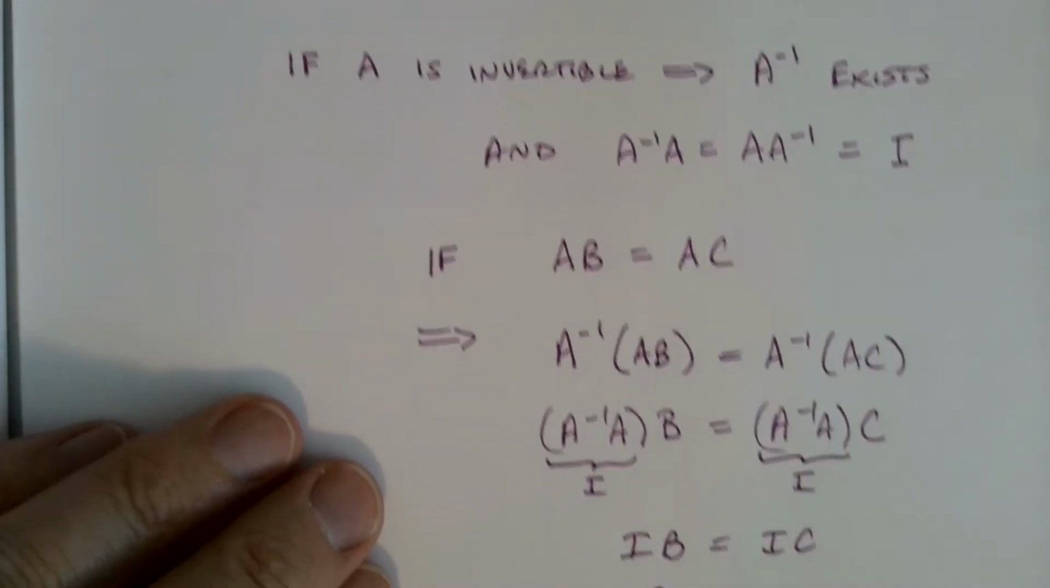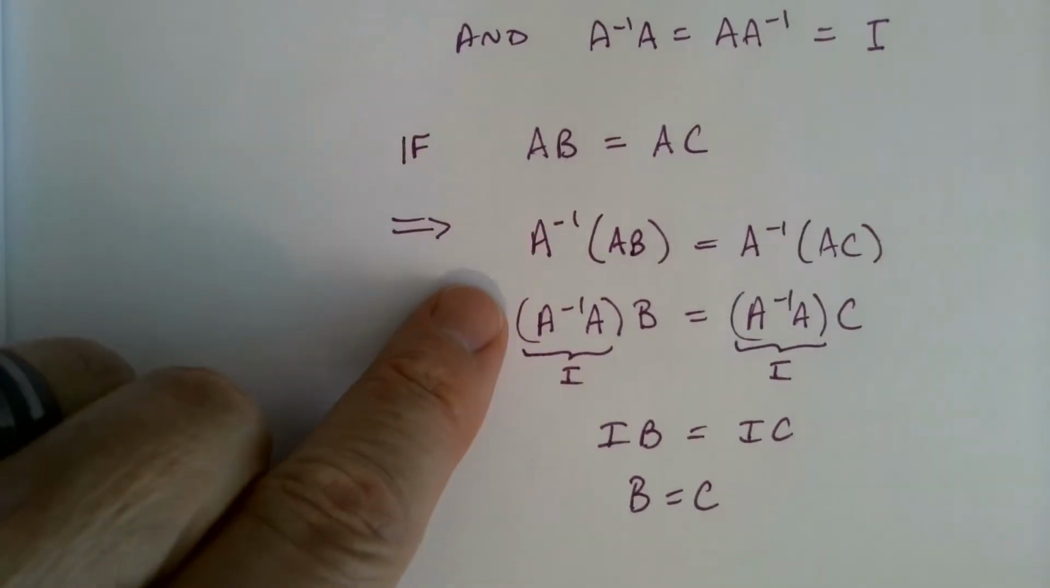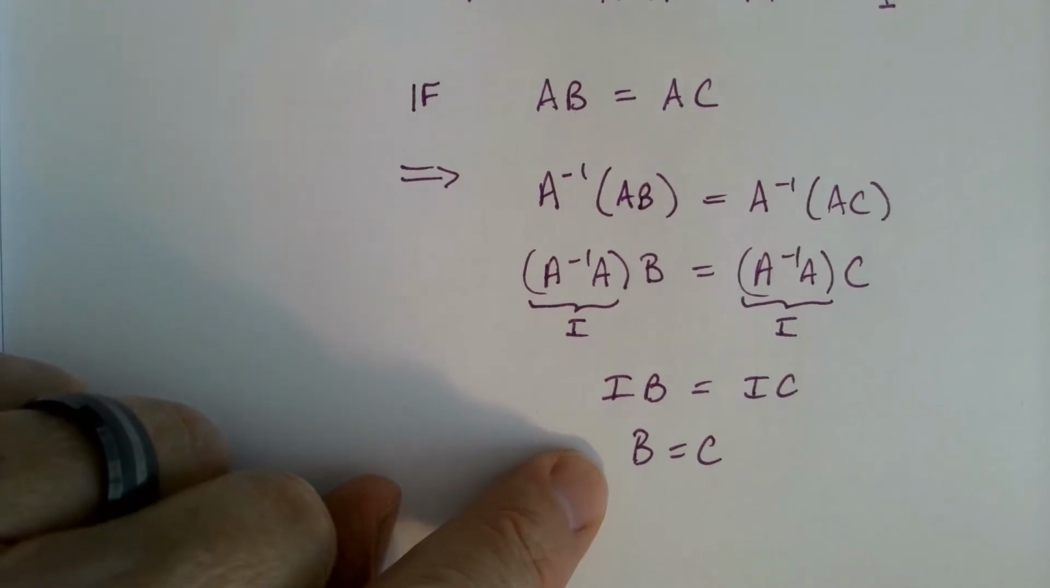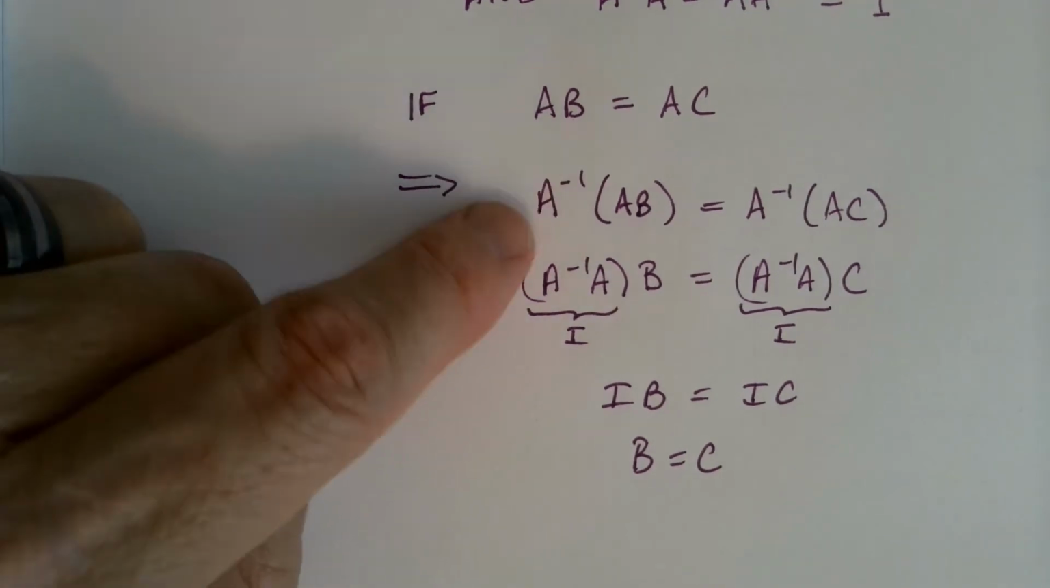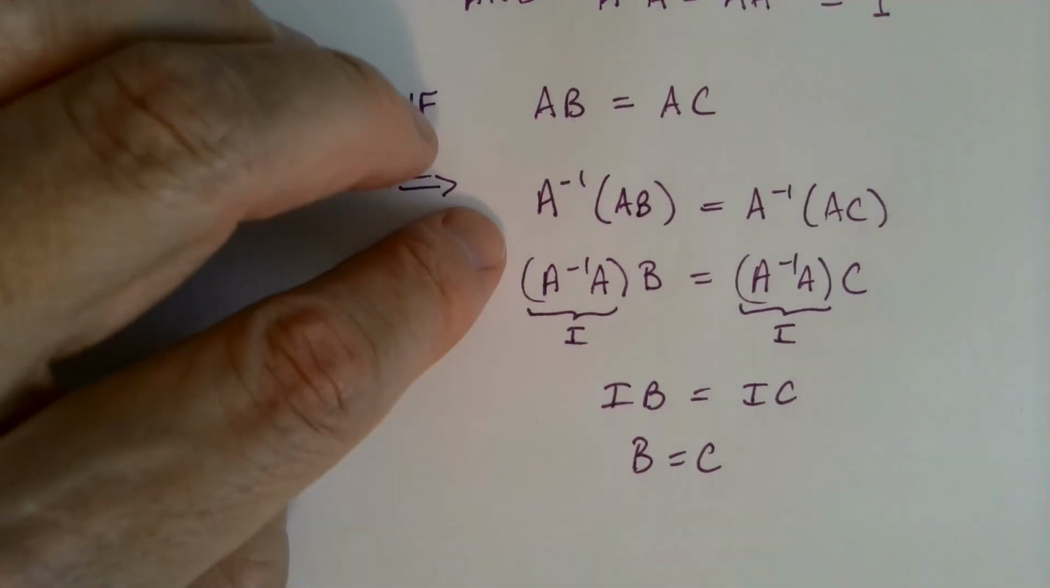And that is what we were trying to prove, that if AB is equal to AC, then B is equal to C. So that proves the first part. Notice that's only true if A is invertible, right? Because then this A inverse exists and I can multiply by it.